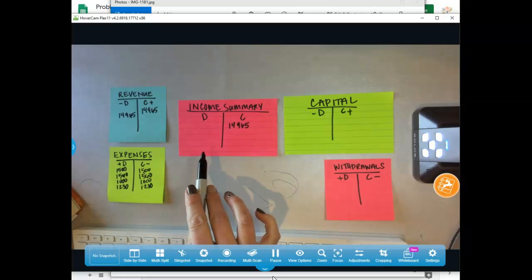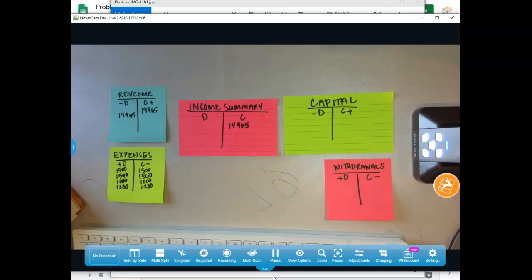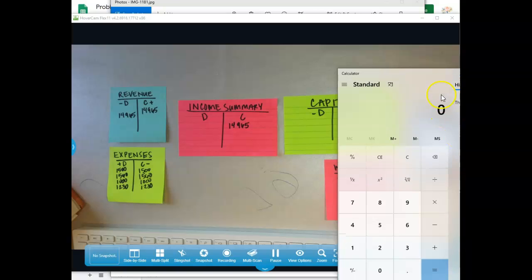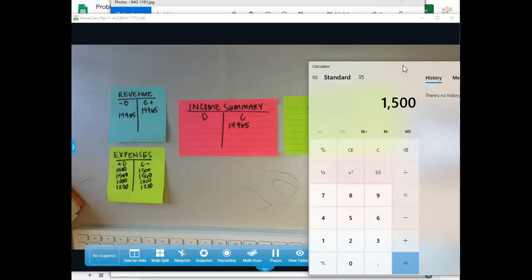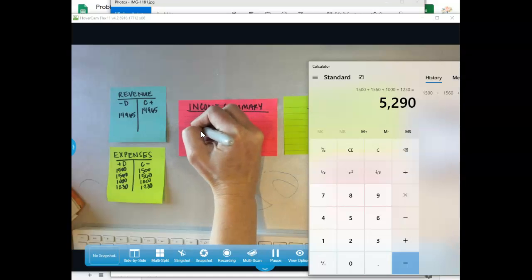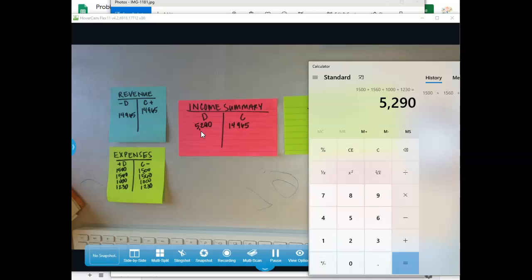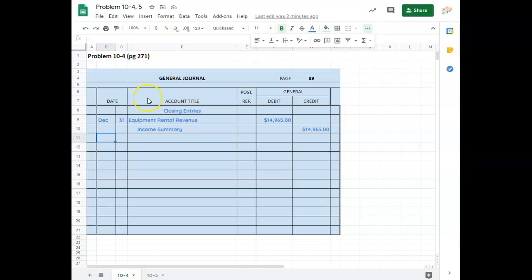But when we do income summary, we're going to do our compound entry, and we're just going to add all of these together. So I'm going to pull up my little calculator here. I'm going to add 1,500 plus 1,560 plus 1,000 plus 1,230, and we're going to debit income summary for the 5,290. Okay, now remember, when we're in our general journal, we have to put our debit first. We need to put our date because they are separate entries. So we're going to do income summary for the 5,290 that we calculated.